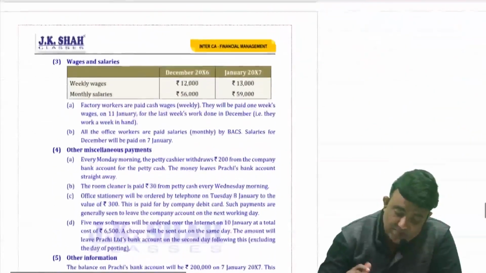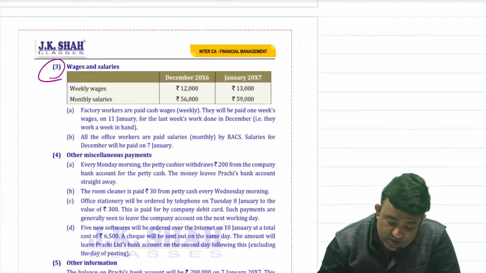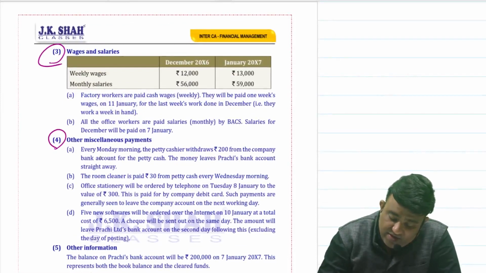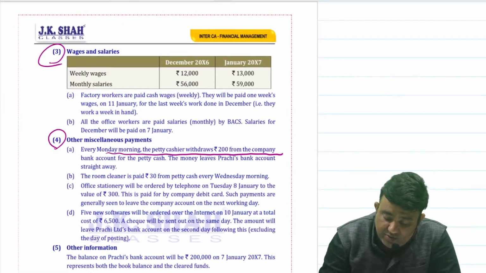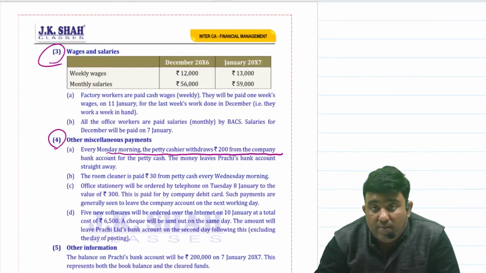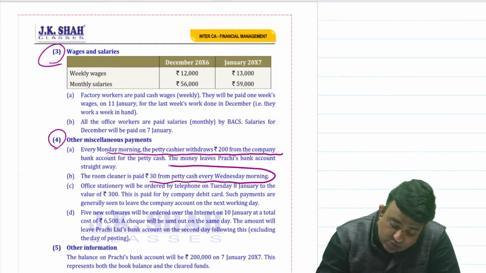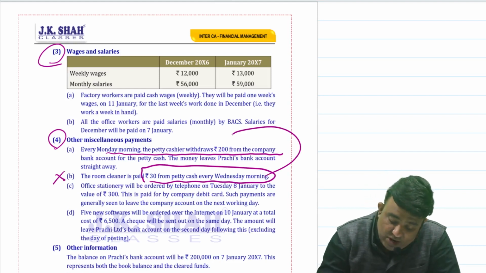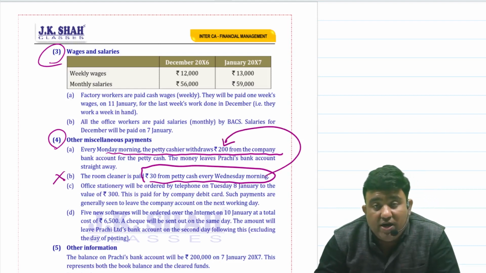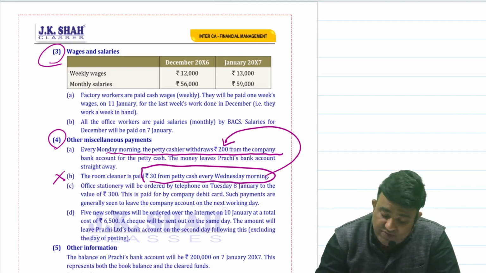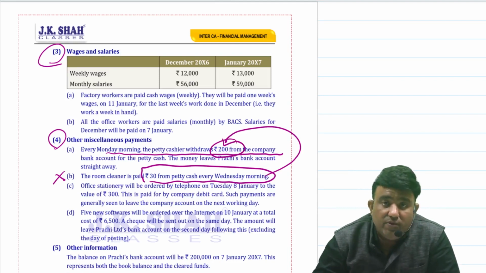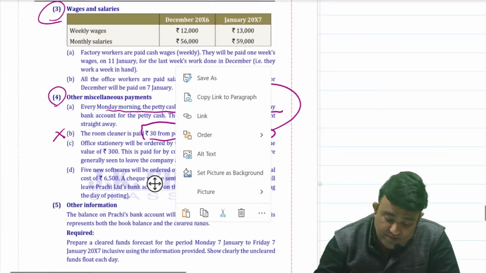So that was there. Wages and salary is a direct point, you can do it. This was very good. Every Monday morning petty cash 200 is withdrawn. So this will leave my bank account on Monday, and out of that 30 is paid on Wednesday. Students, mind well, this is a big trap, because you are paying 30 out of 200, so it will not be again shown as a payment, because we have already shown this 200 rupees. So this 30 is paid out of 200, so don't be concerned about that 30 rupees.